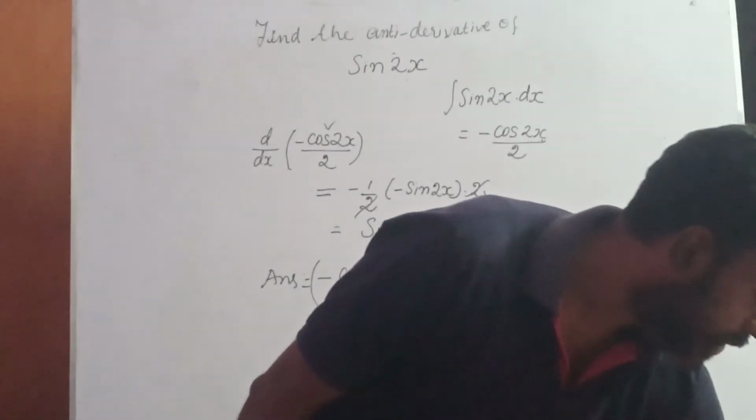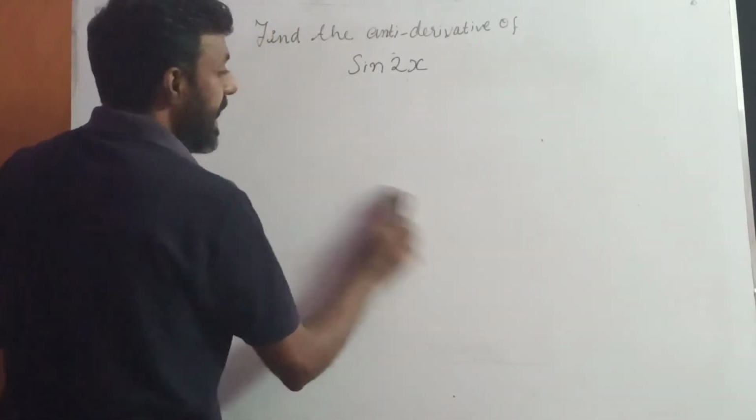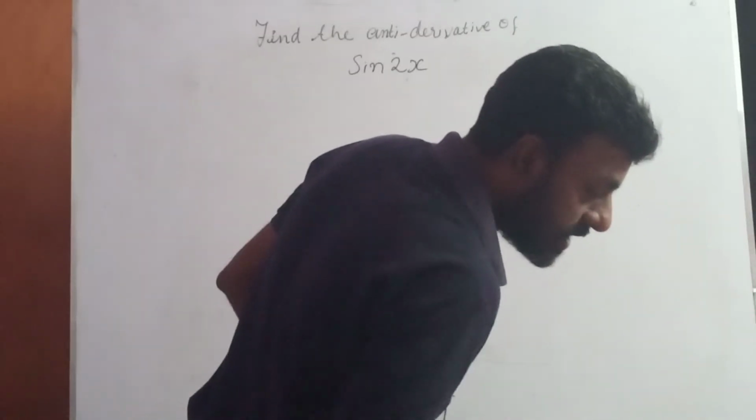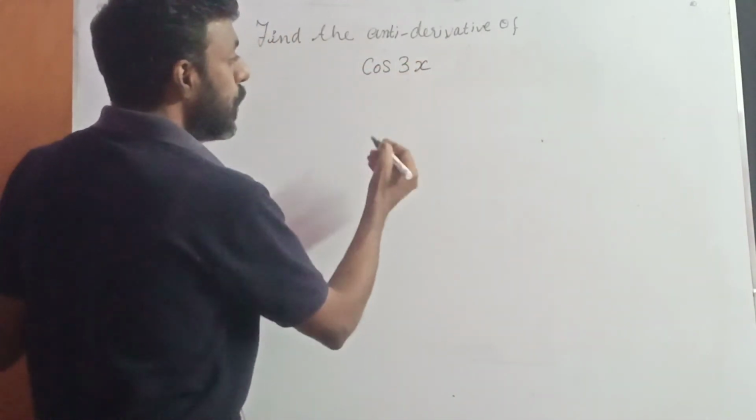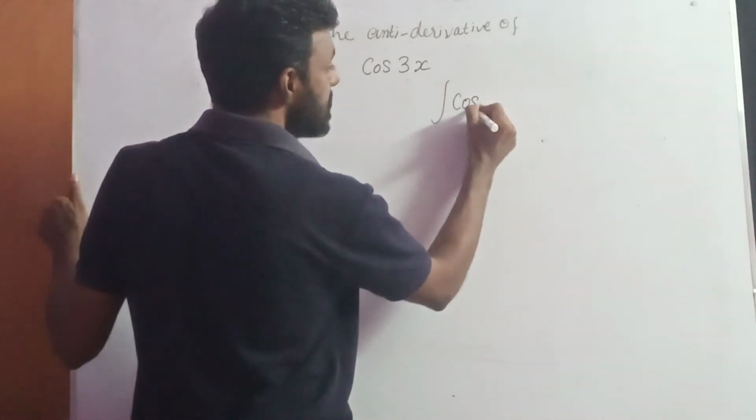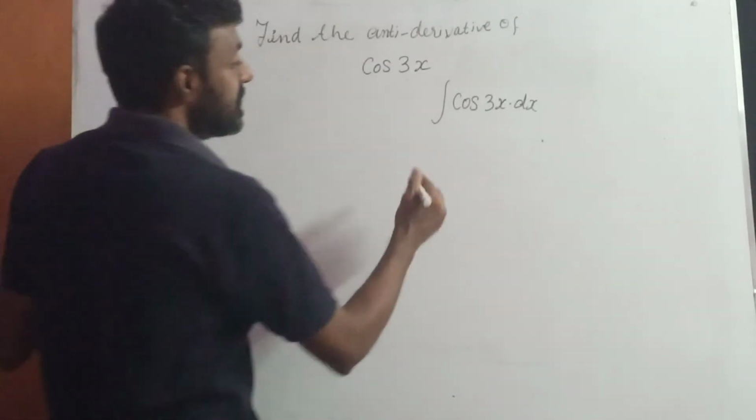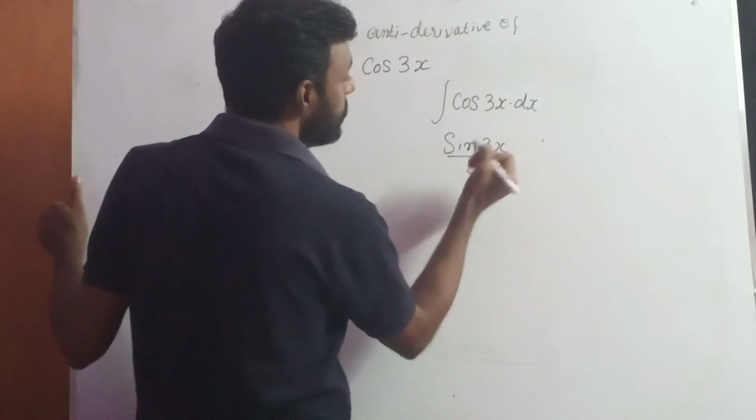So now we'll get into another problem, cos 3x. What will happen if I put cos 3x instead of sine 2x? I am putting it as cos 3x. So what I'm going to do now is the integral of cos 3x. What is the integral of cos 3x into dx? The integral of cos 3x into dx is nothing but sine 3x divided by 3, right?